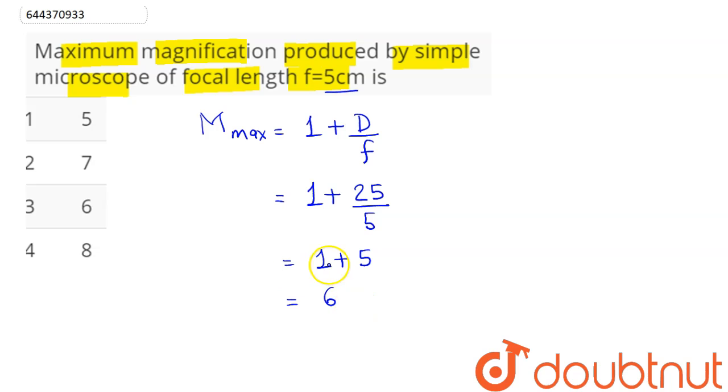That is, we can see here the magnification is a unitless and dimensionless quantity. Hence we can see here the maximum magnification of this simple microscope when the image is at least distance, that is at 25 cm. So maximum magnification comes to be 6. So 6 is the correct answer. Hence 6 is our answer.